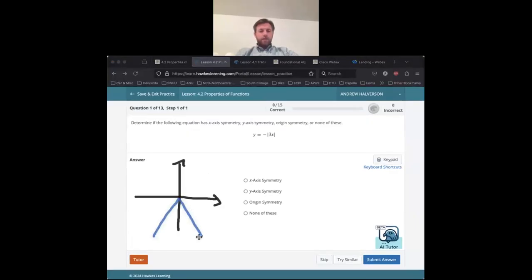It looks like that. An upside down V. So they're asking, determine if the following equation has x-axis symmetry, y-axis symmetry, origin symmetry, or none of these. Okay, so what does that mean?